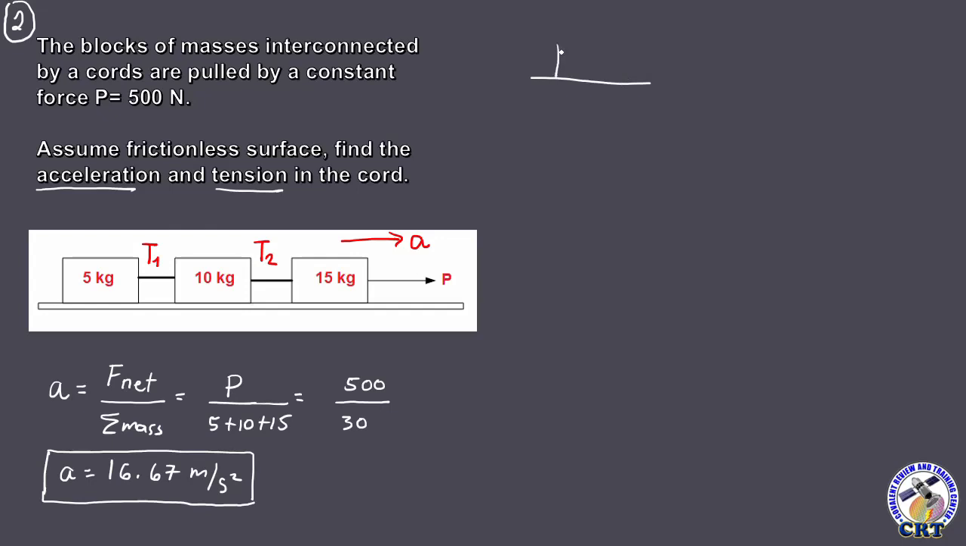Consider first the 5 kilogram mass. So this is the 5 kilogram mass. The direction of tension 1 is going in this direction. Applying F net equals mass times acceleration. For F net, the only available force is T1. So let me put the direction of acceleration here. Therefore, T1 is positive. M is 5 kilograms, a is 16.67.